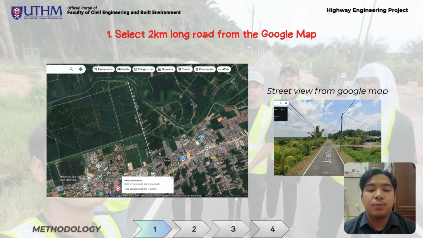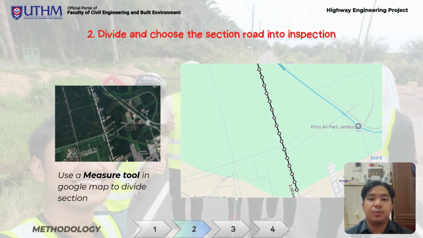First of all, we select our site using Google Maps to find a 2 kilometer road at Jalan Parit Sempadan. We also change the map to satellite and street view to check the area before our group starts the field work. Next, we divide the road into sections. Using the Google Maps measure tool, we mark specific intervals for the beginning and ending of each section. This helps us organize our inspection and record exactly where each road problem is located.